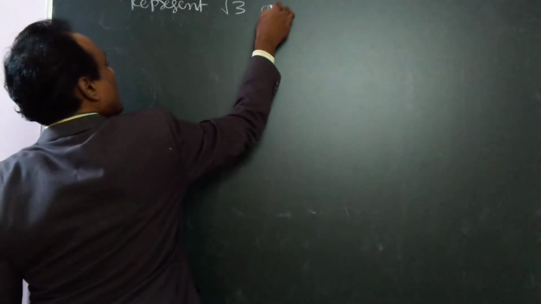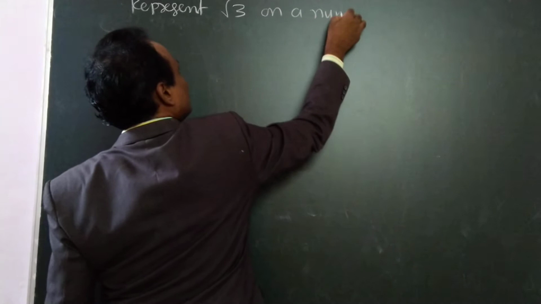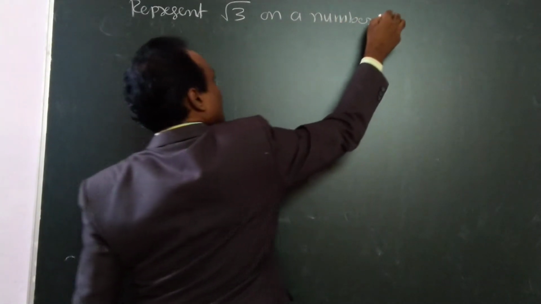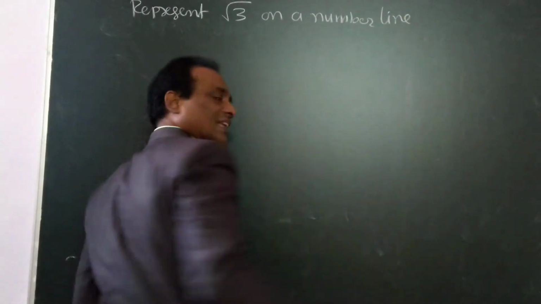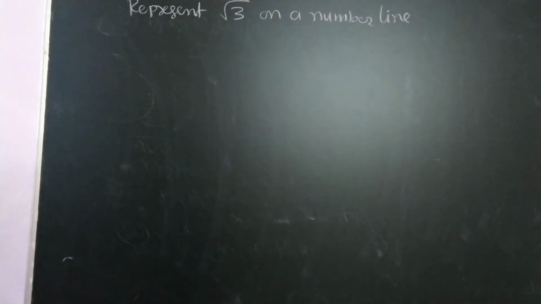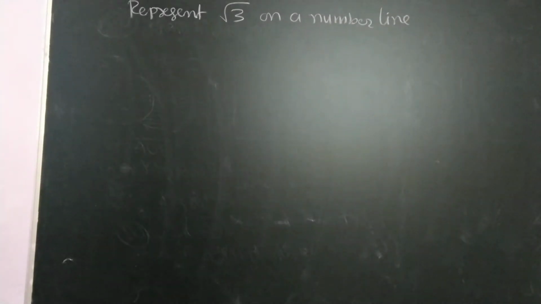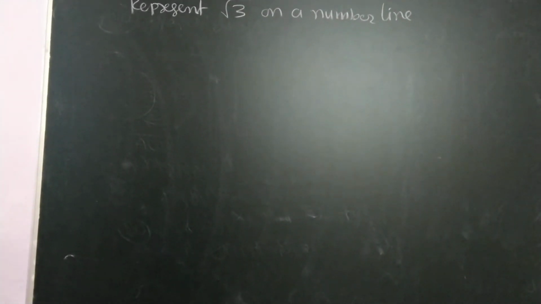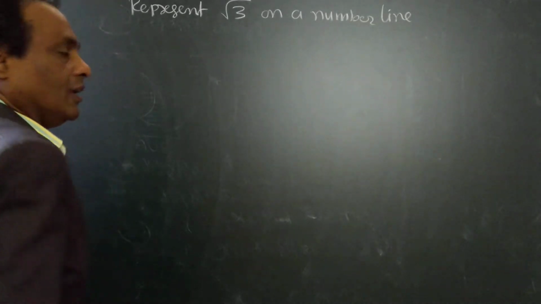Write down, represent root 3 on a number line. How to represent root 3 on a number line? Root 3 on a number line. Root 3.